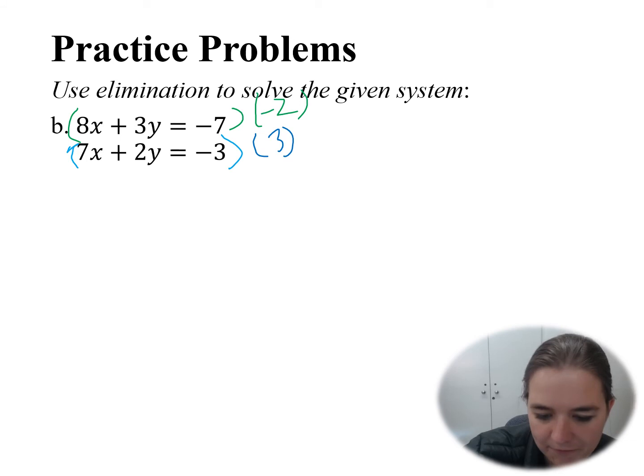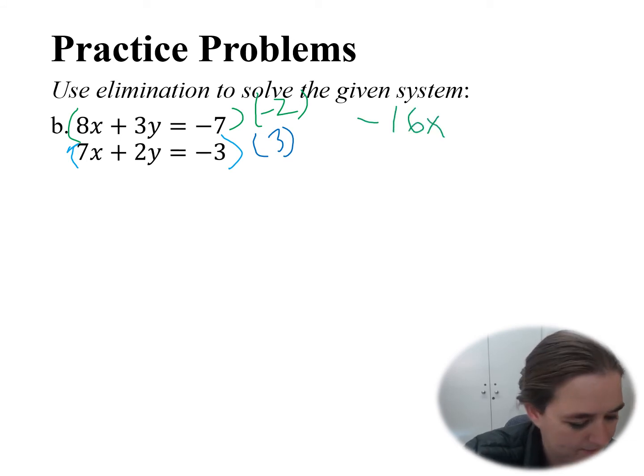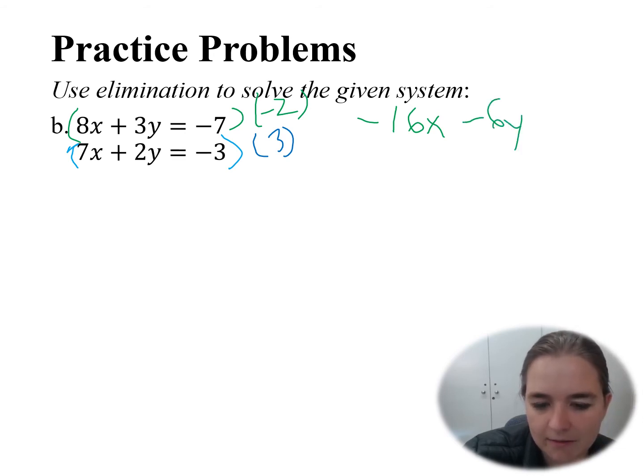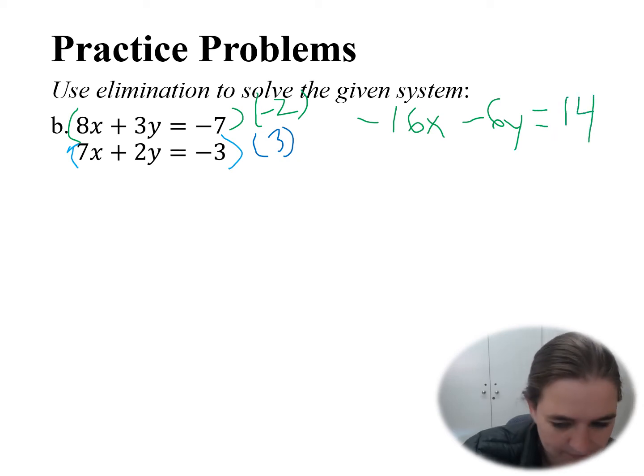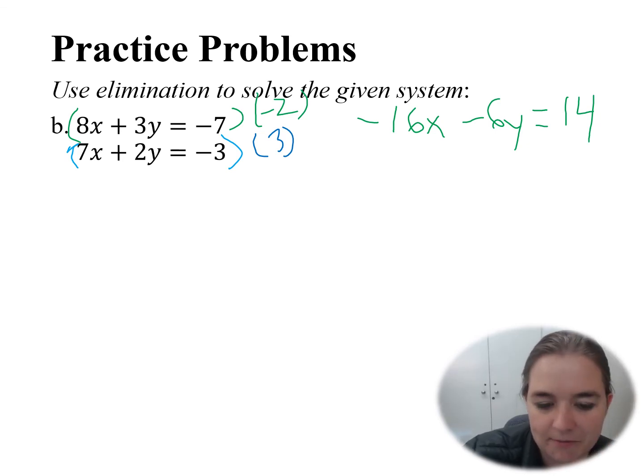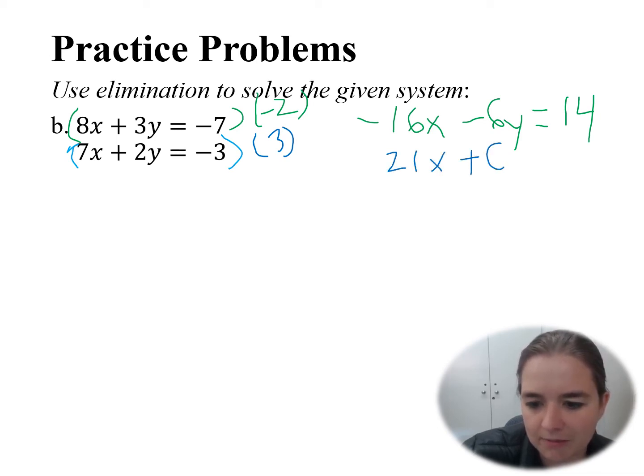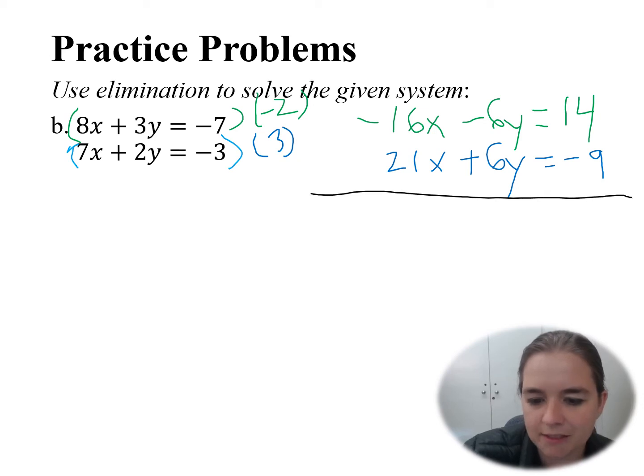Well, when I do that, my first equation, negative 2 times 8x is a negative 16x. Negative 2 times 3y is a negative 6y. Negative 2 times a negative 7 is 14. My next step on my other equation, I'm going to multiply everything by a positive 3. So I get 7x times 3 is a 21x. 2y times 3 is a 6y. And negative 3 times 3 is a negative 9. So now I'm set up for my giant addition equation.